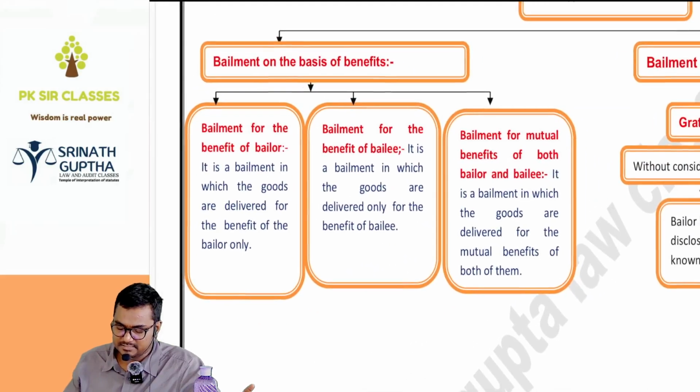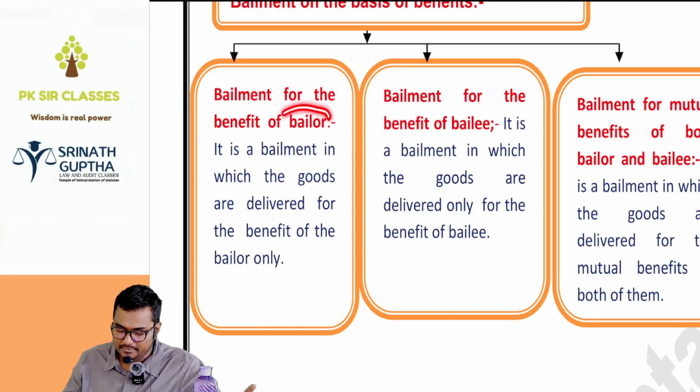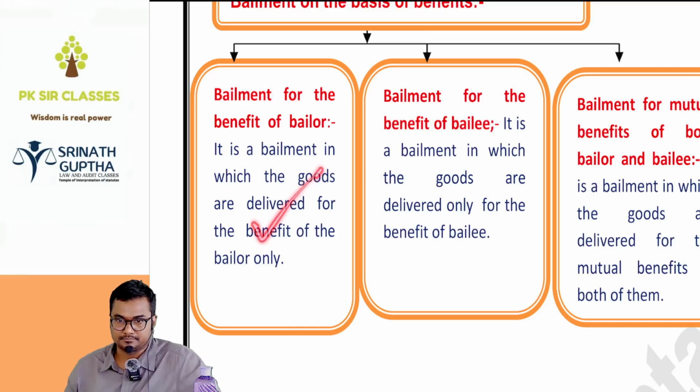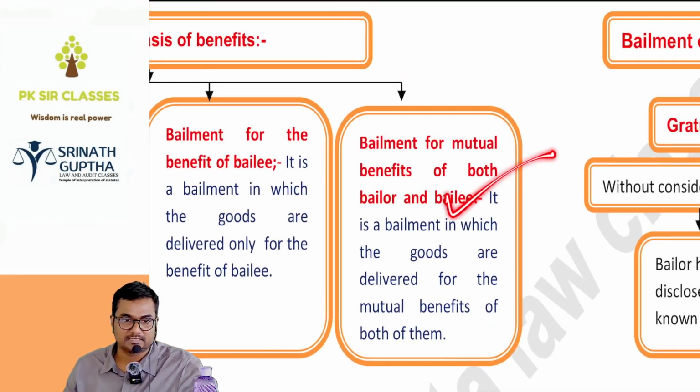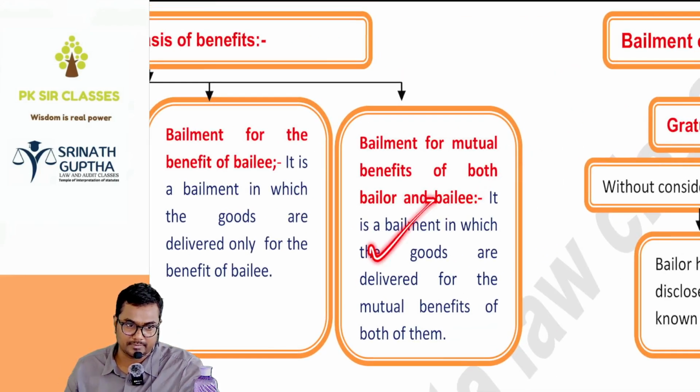Based on the benefits, three types. For the benefit of the bailor: I am going somewhere, I am leaving my dog in my neighbor's place. Only I am benefited, the bailor. For the benefit of the bailee: my friend is going on a trip with his girlfriend. I am giving my bike. I am not getting any benefit, only he is getting the benefit. And I am giving cloth to the tailor for making a dress. He is getting the money, I am getting the dress. Both will be benefited.